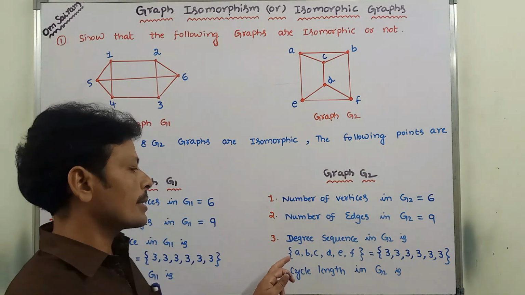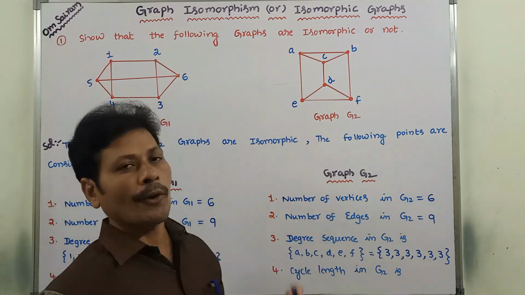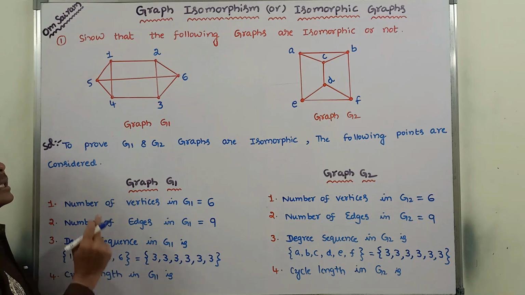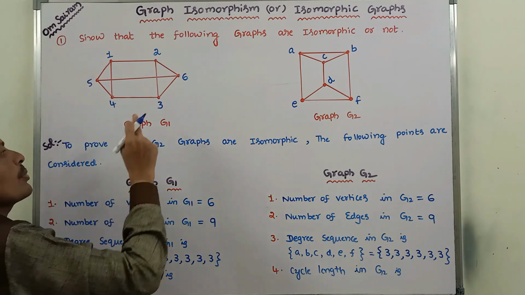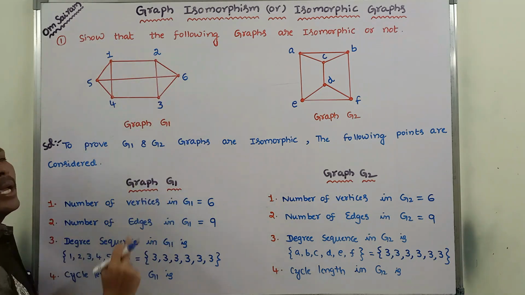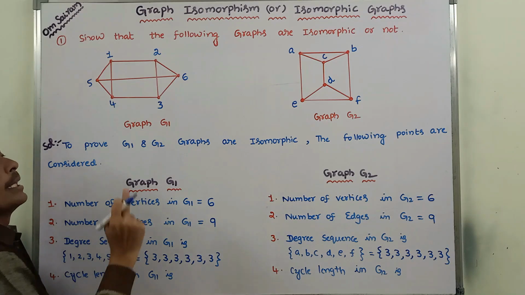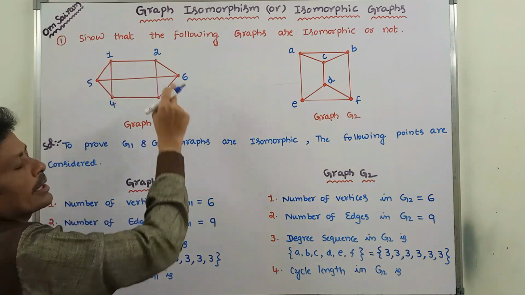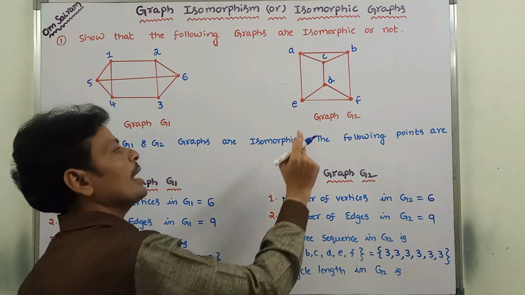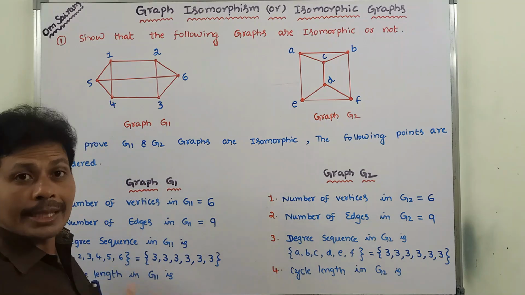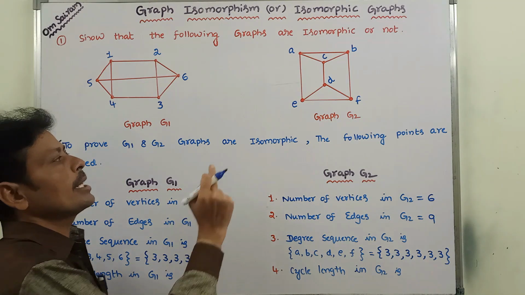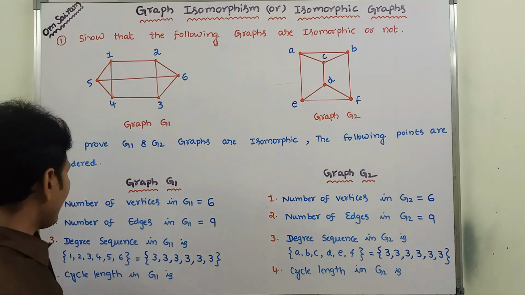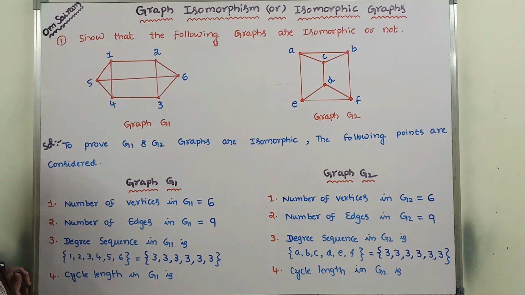So all vertices have degree 3 in graph G2, whereas in the case of graph G1, all vertices have degree 3. So hence we can say that graph G1 is a regular graph, that is graph G1 is a 3 regular graph because each and every vertex has degree 3. In the same way, graph G2 is also a 3 regular graph because each and every vertex in graph G2 has degree 3.